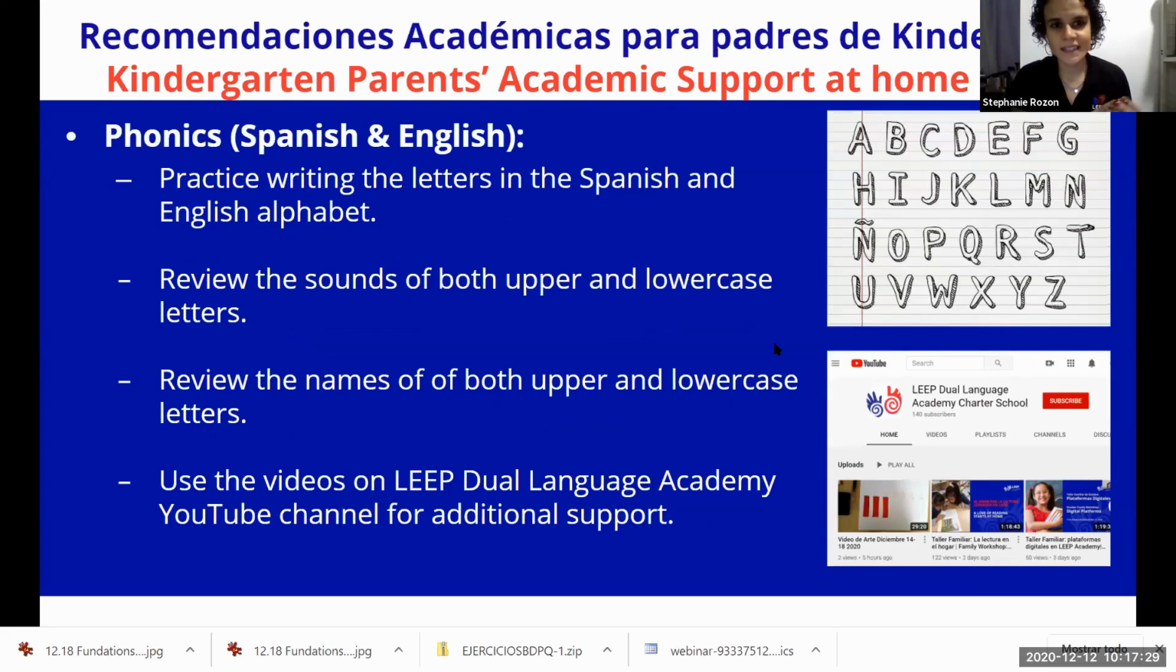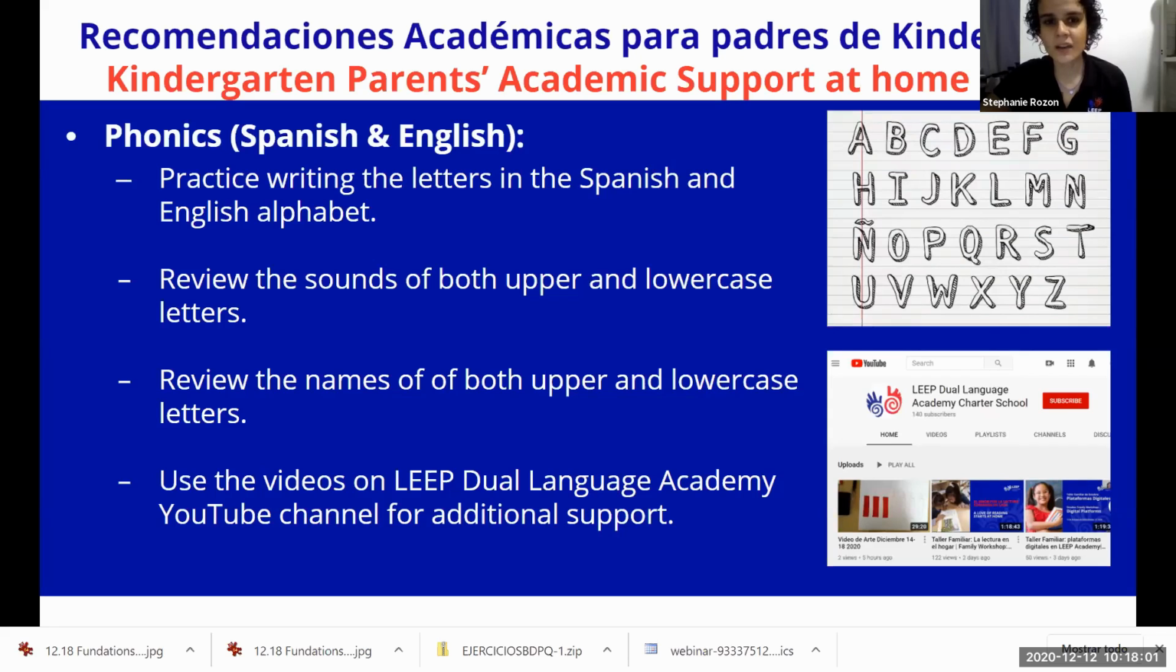For phonics in Spanish and English, we recommend that you practice writing the letters in the Spanish and English alphabet. You can present the letters to your child in different orders so that they can really internalize the name of the letter, giving them more practice. Review the sounds of both upper and lowercase letters. Review the names of both upper and lowercase letters.